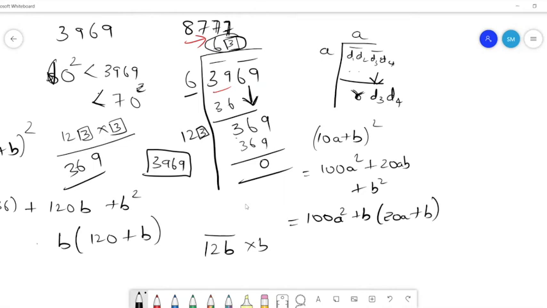So just removing the b changes everything, right? It might look so. Yes. So we have to find a b such that 12b, as you said, 12b times that b gives me what? That's the question. So I have a 369 here. It should give the original number minus 100a square, which is the remainder. And can I say that R D3 D4 is exactly that? Yes. So 369 is exactly that, right?